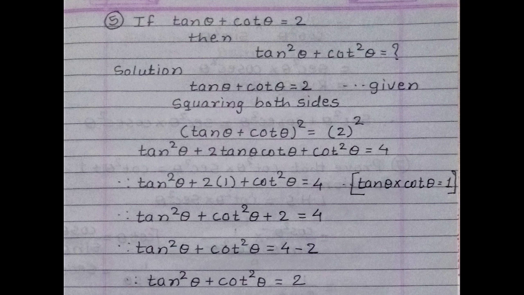Now keep tan square theta as it is, plus 2. What is tan theta into cot theta? They are reciprocals of each other. So it cancels and the answer is 1. Plus cot square theta is equal to 4. So you form the equation tan square theta plus cot square theta plus 2 is equal to 4. Now tan square theta plus cot square theta is equal to 4 minus 2. The answer becomes tan square theta plus cot square theta is equal to 2.